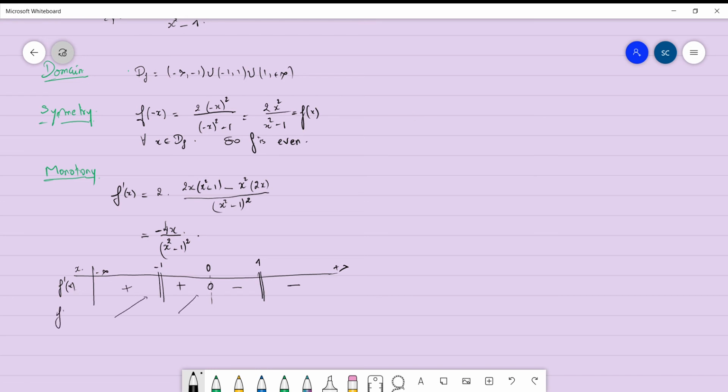So here the sign of f prime, and here the monotony. We put the information of monotony of f, with arrows to say it's increasing and decreasing. Now we need to fill in the information at these limit points: at 1 and plus infinity, at -1 from the right and left, and at minus infinity.